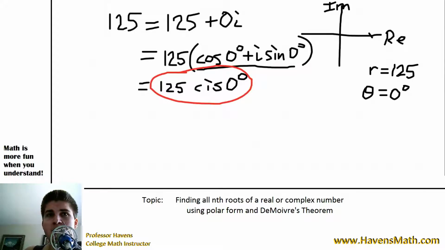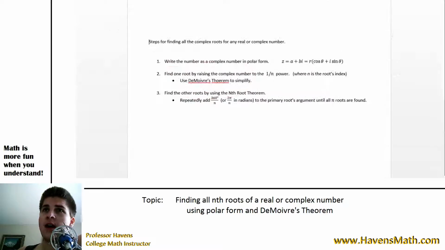My real number 125 is written as a complex number, and with any real number, as I mentioned in class, you can just stick on that cis 0, and that turns any real number into a number in polar form. Real numbers are really easy to write in polar form because their argument is always going to be 0, or technically 180, but it just makes it really fast and easy. So back to the second step. What do we do next?